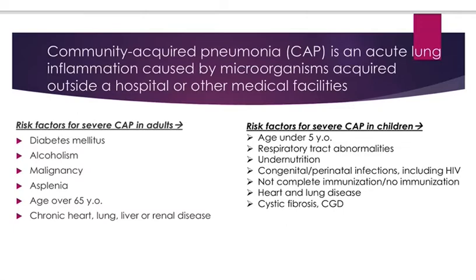Risk factors for severe community-acquired pneumonia in children under 5 years old include respiratory abnormalities, undernutrition, congenital or perinatal infections including HIV, and incomplete or no immunization. Heart and lung disease also, and cystic fibrosis, or CGD.